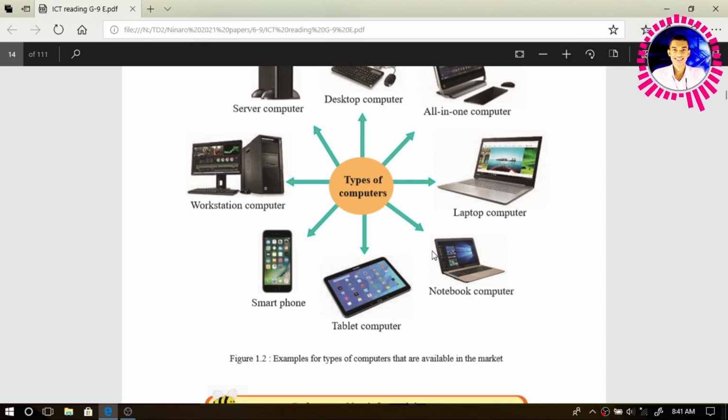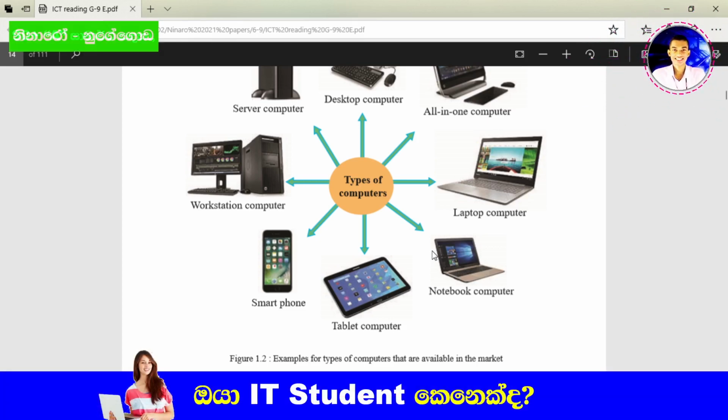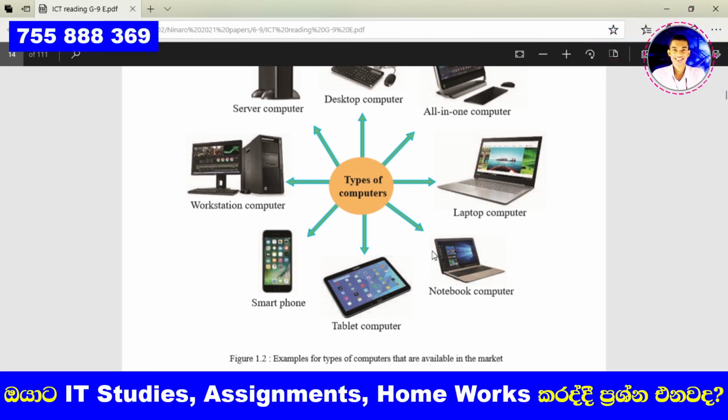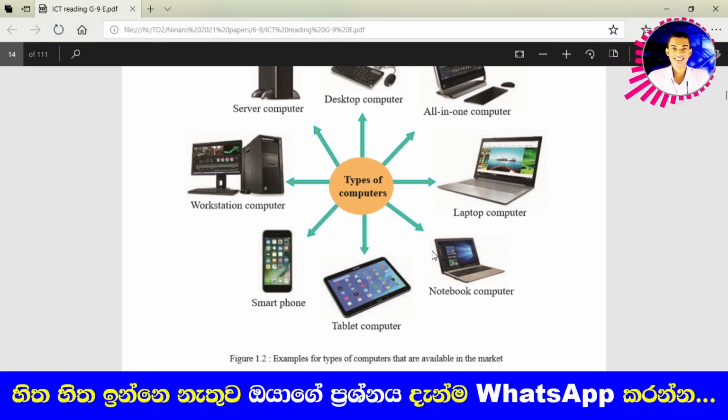As always, I'm giving the reminder. What I have to tell the Ninaro students is to keep all of this in mind, because in your viva test, these things can be asked as various types of questions.